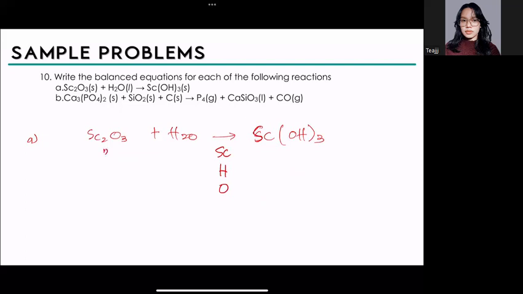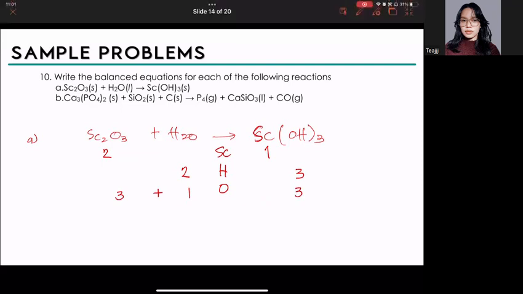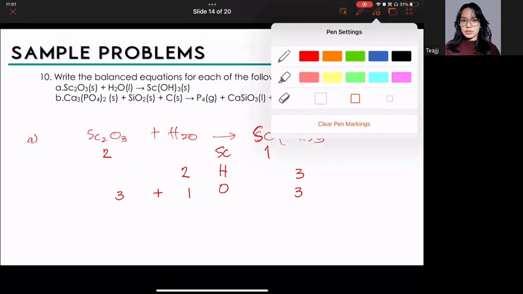On the left side, you have 2 Sc. On the right side, one. And then your hydrogen, two. Here you have 1 times 3, equal to 3. And then for oxygen, you have 3 plus 1. On this side, you only have 3. So what do we do with these values? It becomes clear now.